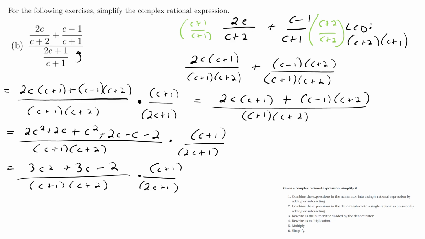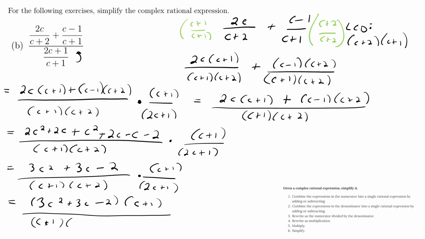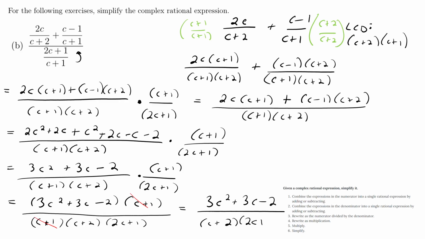All right, let's see what we can do now. So remember, we multiply straight across, cancel common factors. So this is going to be 3c squared plus 3c minus 2, times c plus 1, divided by c plus 1, c plus 2 times 2c plus 1. So I think we can cancel our c plus 1s, right? And so our final answer here is just going to be 3c squared plus 3c minus 2, all divided by c plus 2 and 2c plus 1.